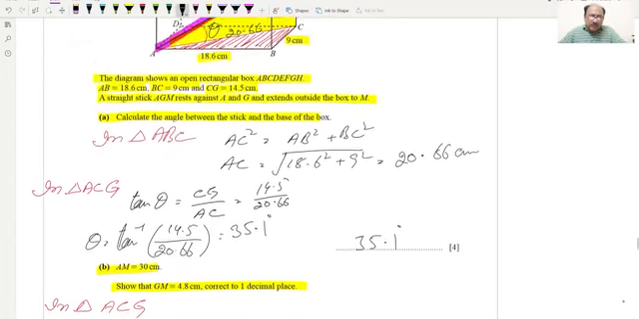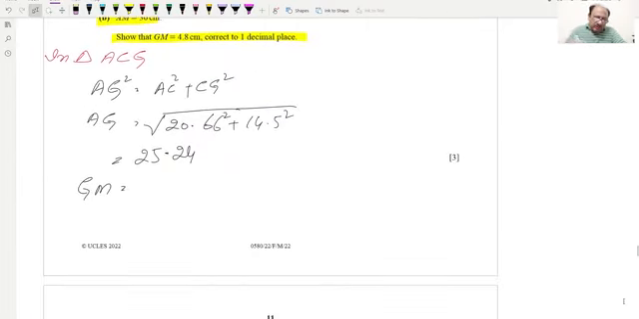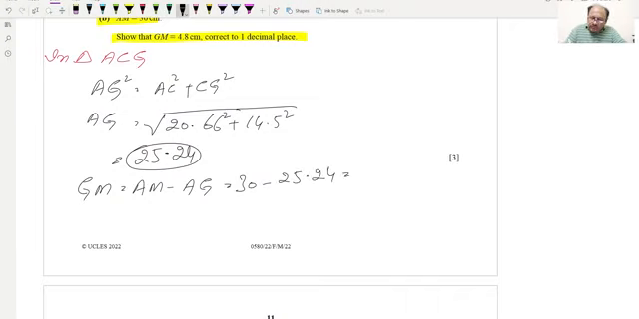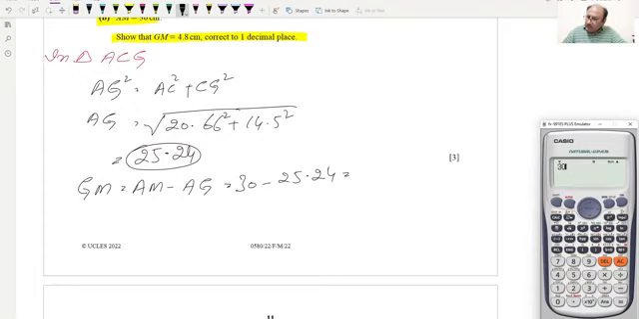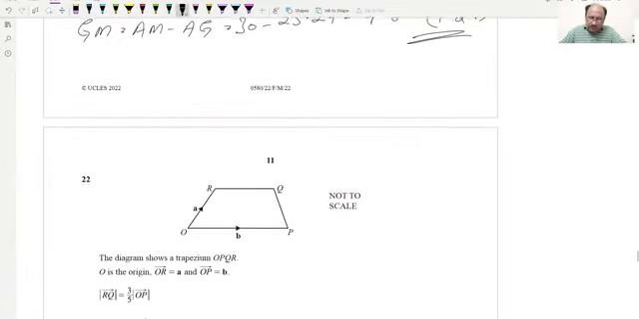And the complete length is AM, so GM will be equal to AM minus AG. So GM is equal to AM, which is 30, minus AG, which we just found, 25.24, and this will be equal to 4.75, or we can write 4.8 centimeters to 1 dp. This is what we have done, and it was a 3 marks question.